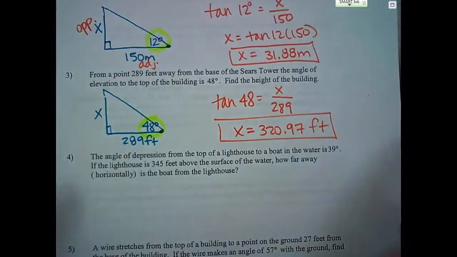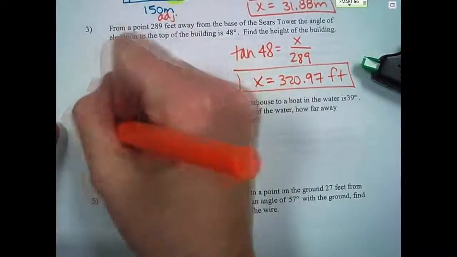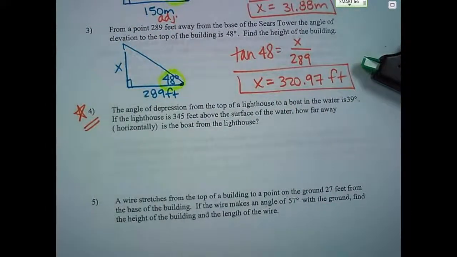Alright, number 4 gets a star. You've done enough of the same, so let's move on to something harder. You can't do 4 the same way. I'll give you a second to read it. The angle of depression. Okay, what does that mean? Instead of being on the ground and looking up, we are going to be up high and look what? Down.